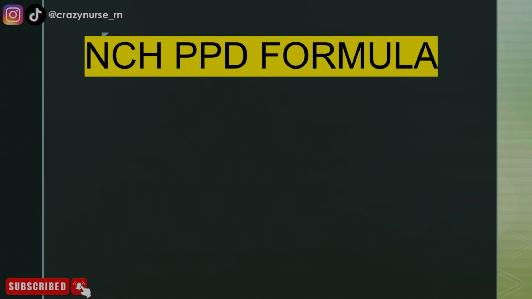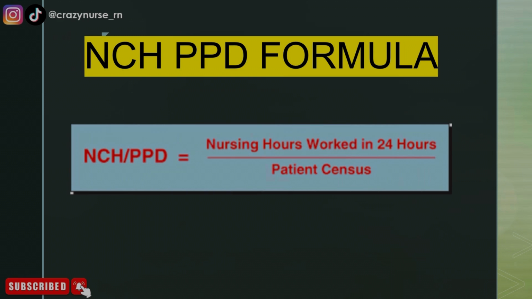In order to make it more objective and quantifiable, we have a formula to follow. This is your NCH-PPD formula. It says here that it is the nursing hours worked in 24 hours over patient census. So basically, what we need here is the total number of hours of all staff in 24 hours, then the current patient census. That way we will be able to solve for our NCH-PPD.